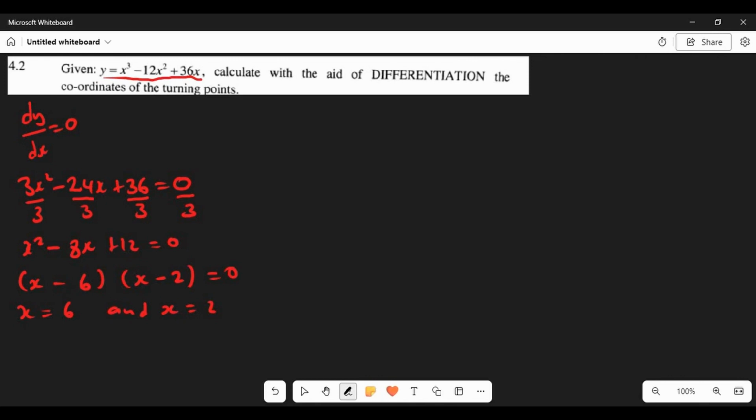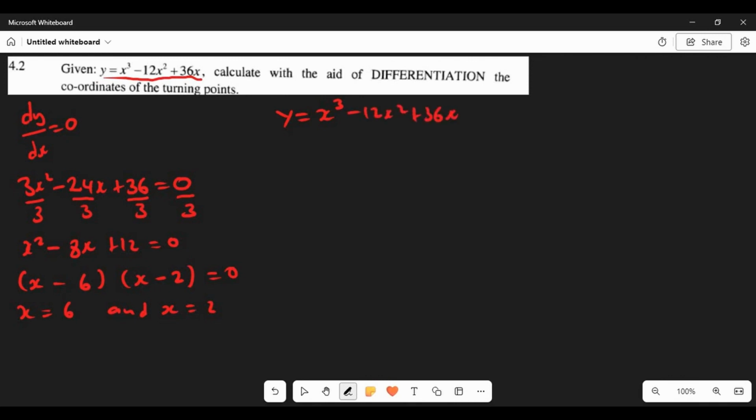Now that we managed to find the x values of the turning points, it's time for us to find the y values of the turning points. In order to find the y values, you go back to the original equation where y is equal to x cubed minus 12x squared plus 36x.